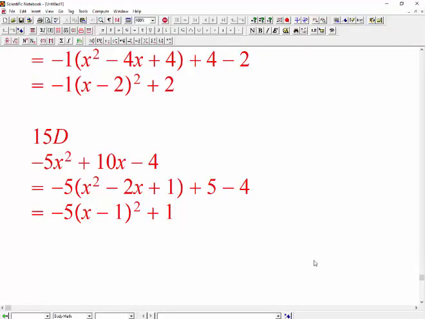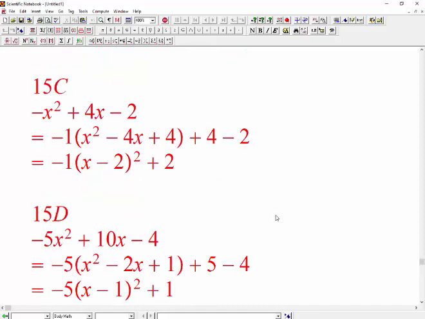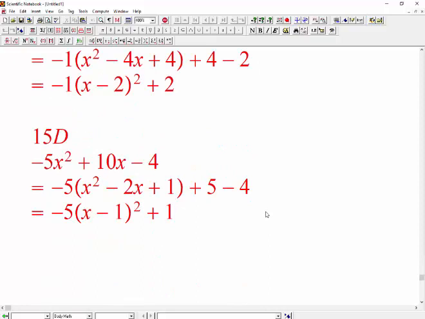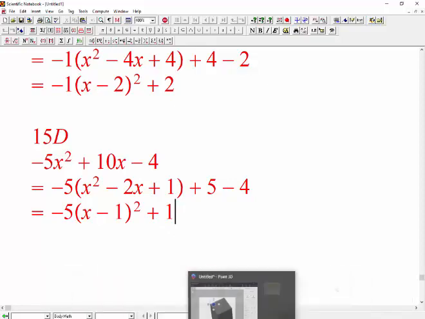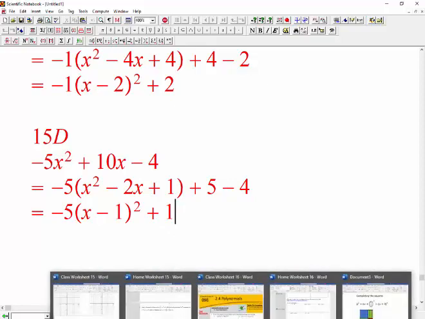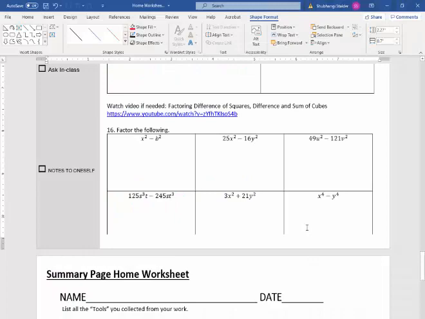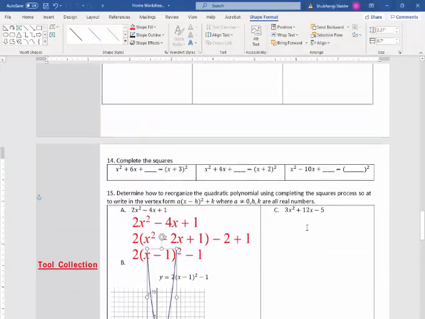Let's see the last part of 15D, please. This one? 15D, you said? Okay. I have it. Thank you. Okay. Any other questions on home 16? No, everything else is okay?